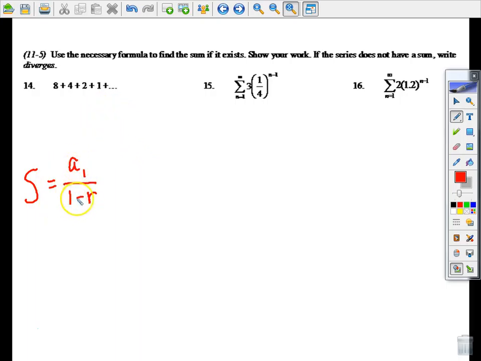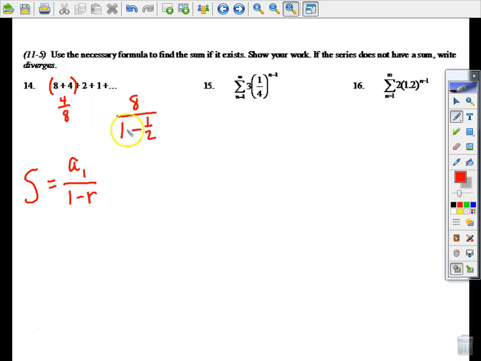So it's pretty quick and easy. For number 14, the first term is 8, divided by 1 minus r. And once again, if you're looking for r, just put these first two together and just do division. The second one divided by the one before it, and r is 1/2.